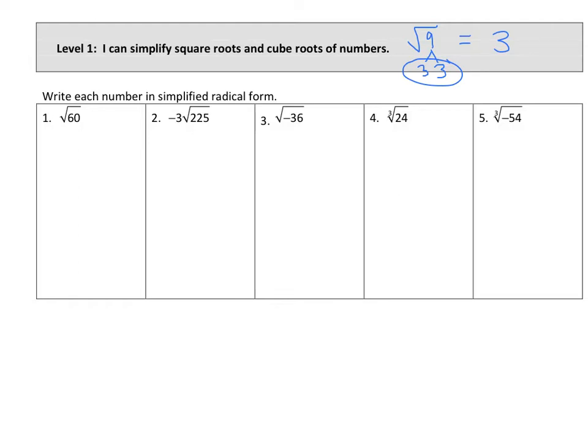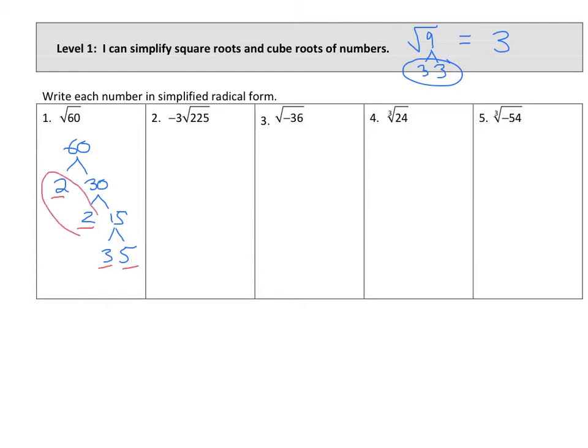So we make a factor tree for 60. 60 is 2 times 30, which is 2 times 15, which is 3 times 5. Now I'm only looking at my prime numbers, which are the 2, the 2, the 3, and the 5. I don't care about the rest of the numbers. And any pairs can come out of the radical.